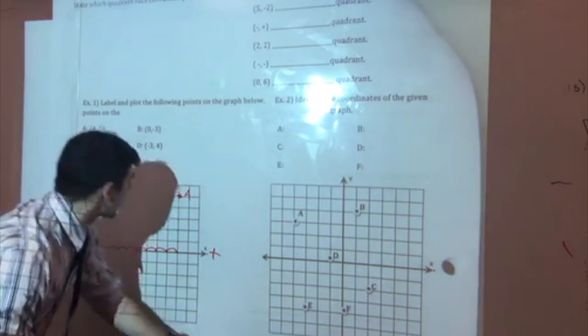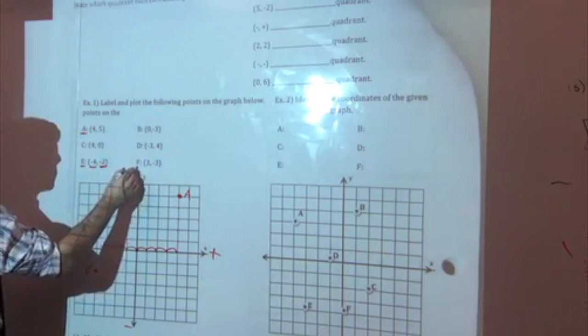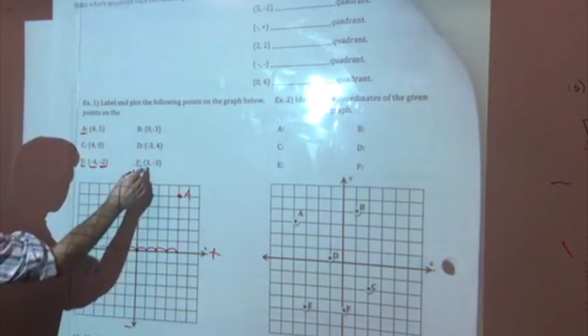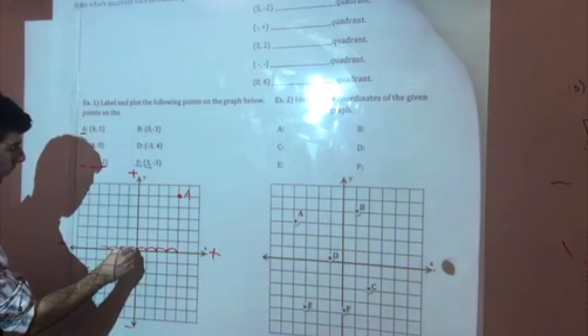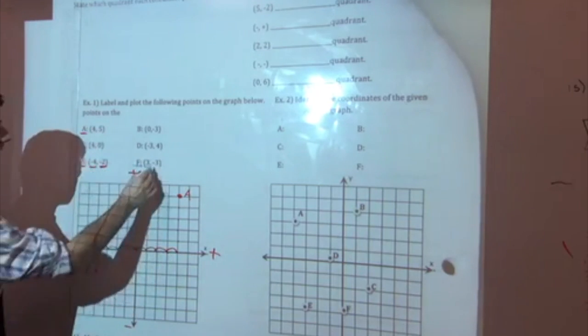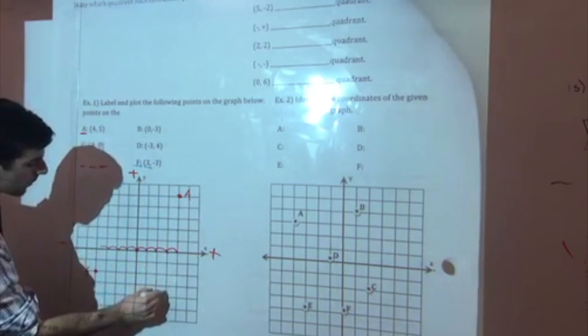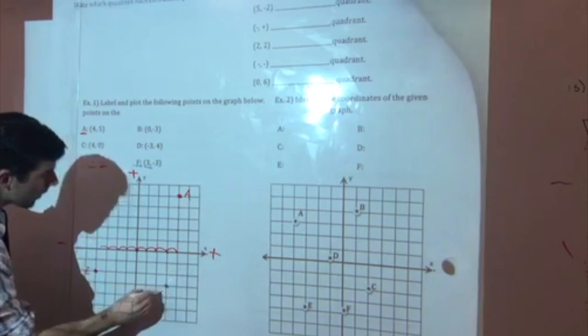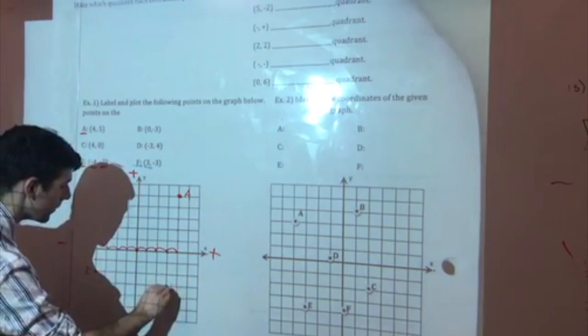I'll try one more, I'm going to do point F. Now the x value is positive, so I'm going 1, 2, and 3, and then I'm going down 3 because it's -3, so 1, 2, and 3. Awesome, that's where point F is going to be.